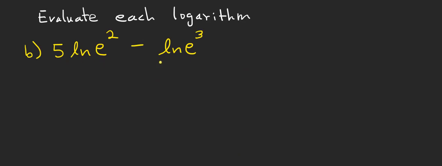In order to evaluate this, notice natural log and e will cancel out because they're inverses. So you end up getting 5. Natural log and e cancel out, you get 2. 5 times 2 minus, natural log and e cancel out, you just get 3. So it will be 10 minus 3, which is 7.